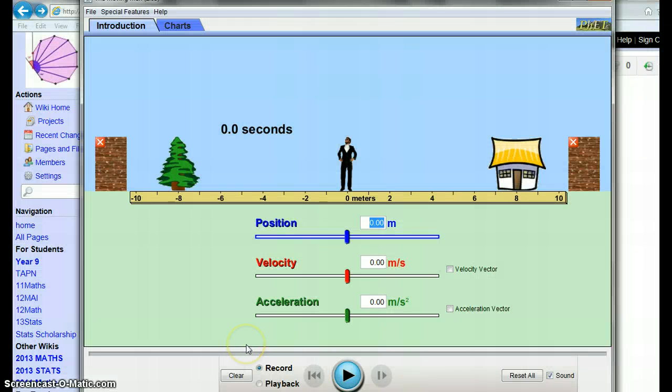So this one here is quite a good one to play with to make sure you can connect something happening with the graph. So what I'm going to do is I'm going to move his position. So he's going to the right, stopping for a second, going to the right. Then I'm going to make him go fast, stop, and I'm going to put him back to 0 metres. Okay, now I can push play.